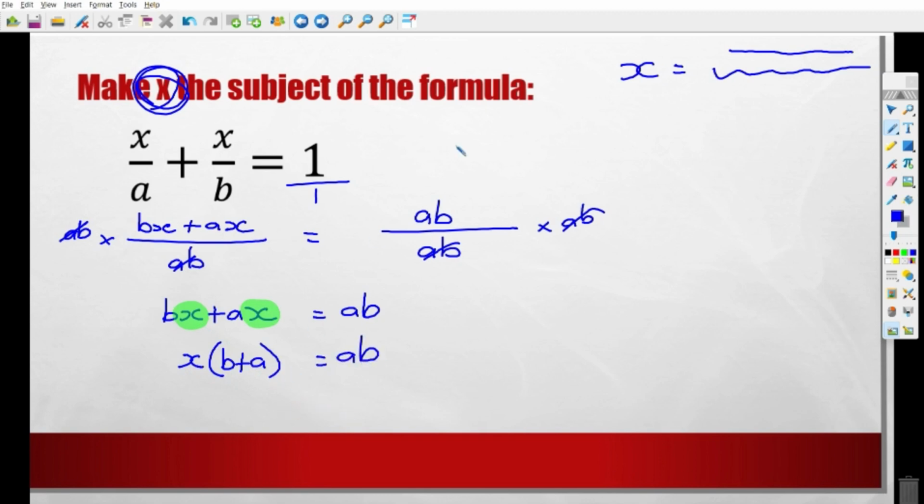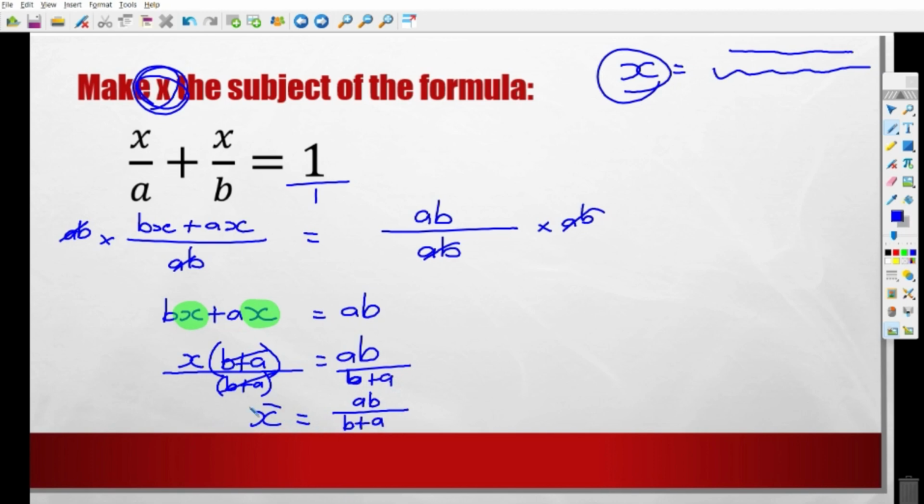Alright, now I just want x. I'm so close. Right, what must I do here? What's happening to x? It's being multiplied by a bracket. So what's the opposite of multiply? Divide both sides by whatever isn't x. Okay, and this is b plus a. Alright, those are going to cancel. X is equal to ab over b plus a.